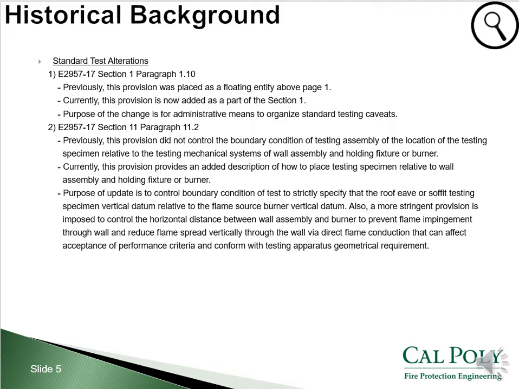A more stringent provision is now imposed to control the horizontal distance between the wall assembly and the burner to prevent flame impingement through the wall and reduce flame spread vertically via direct flame conduction, which may affect the acceptance of performance criteria of the tests.